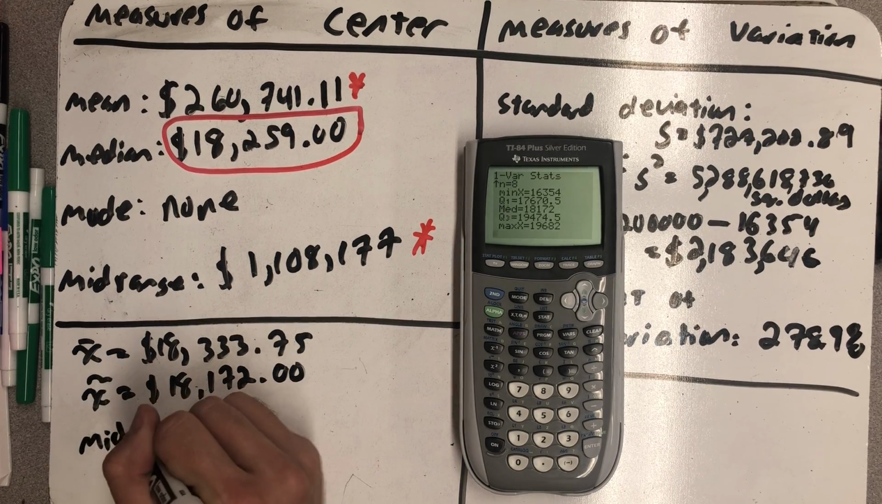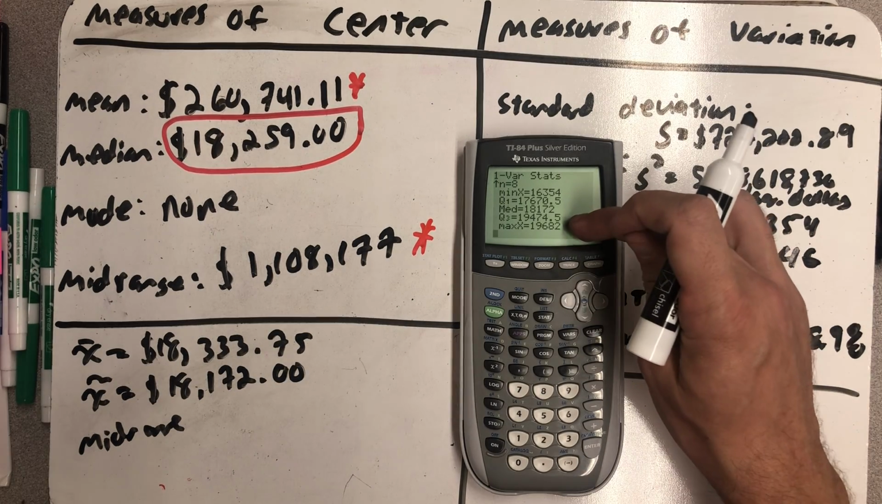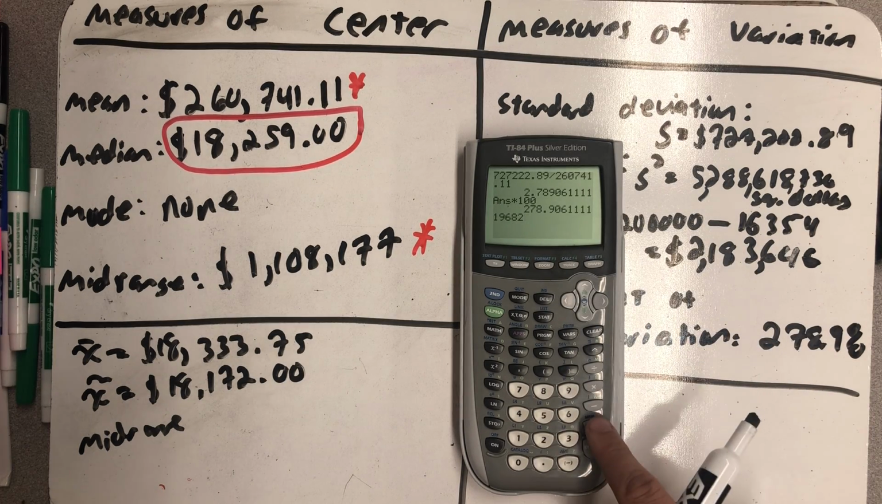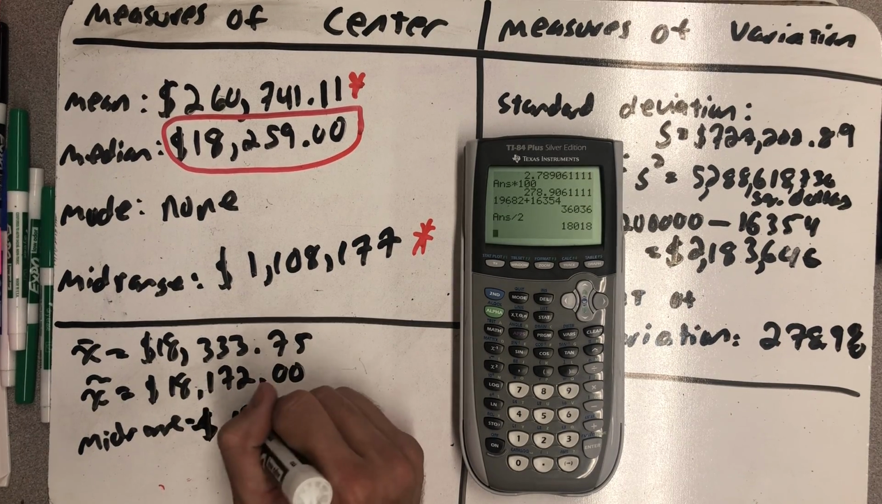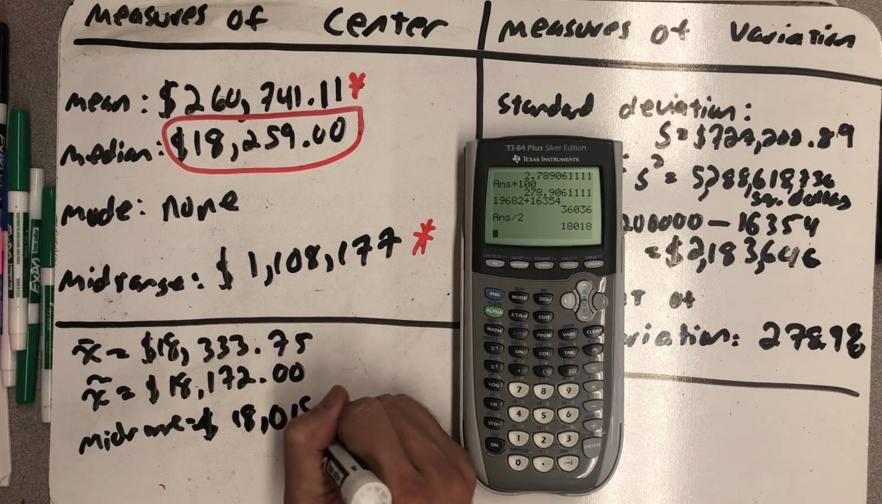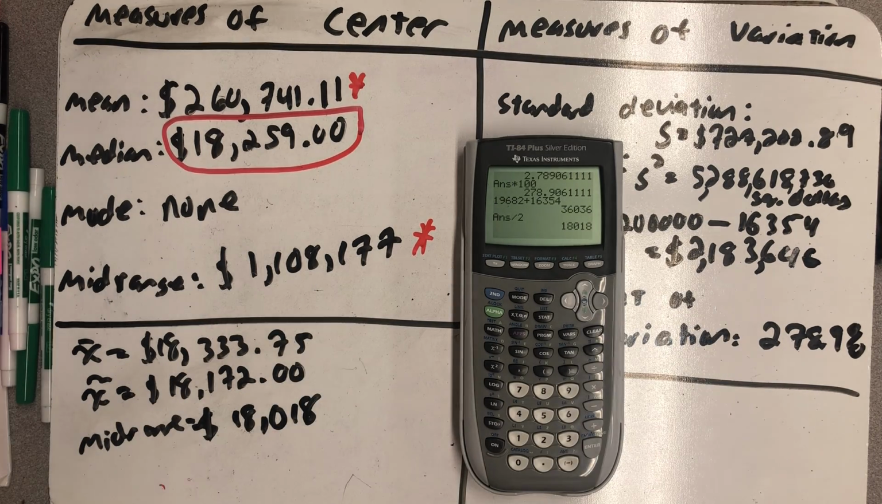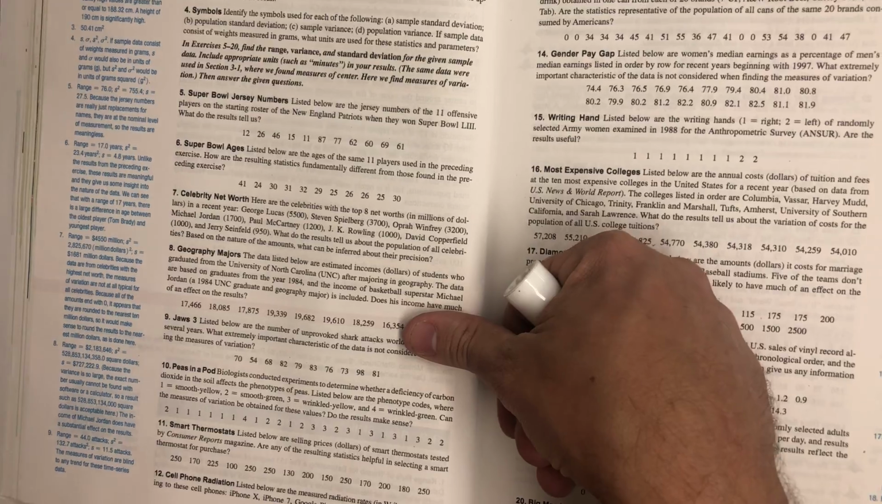And the mid-range is going to be very different this time. The largest thing on the data list is now 19,682. And so the mid-range is now 18,018. All of these now look like good measures of center when I'm imagining this data set without the one that doesn't belong.